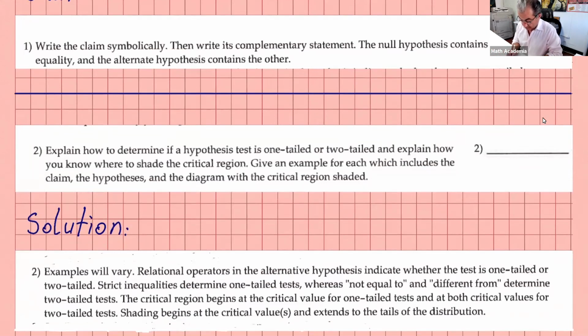However, just to let you know, you take a look at the sign of H1. If it's not equal to, then you know it's a two-tail test, and you shade both tails. If it's greater than, then you know it's a right tail test, and you shade the right tail. And if it's less than, then you know it's a left tail test, so you shade the left side.